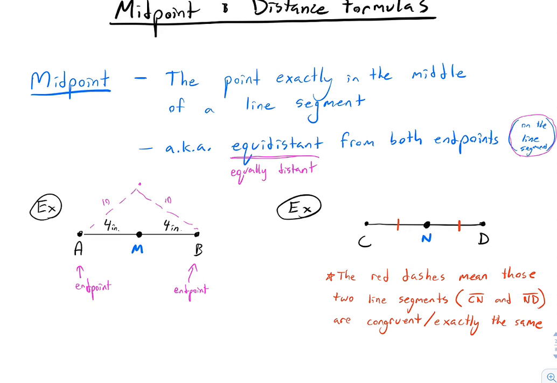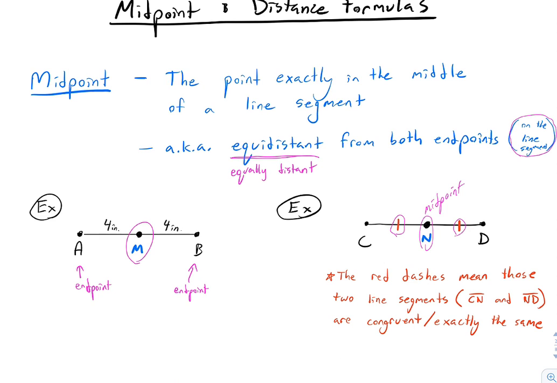Okay? So in this picture here, you notice that that point in the middle, M, is 4 inches from each side. So this is the midpoint. And then over here on the right, I see the red dashes telling me those two lengths are congruent. So that means that M is the midpoint. Okay, so that's what a midpoint is.